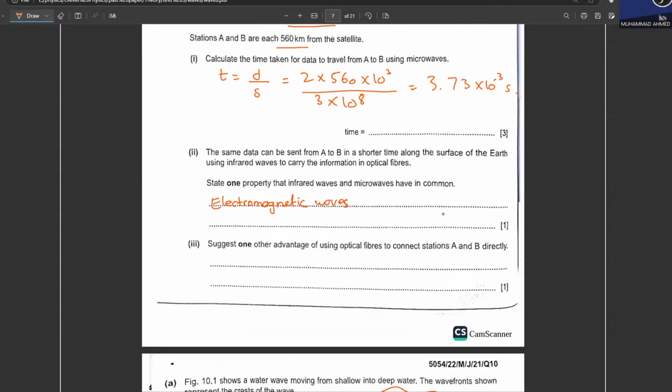Suggest one other advantage of using optical fibers to connect stations A and B. Much more privacy, cannot be hacked. Things like this cannot be hacked. Increased privacy. No interception. So, these are the points that you can write here.